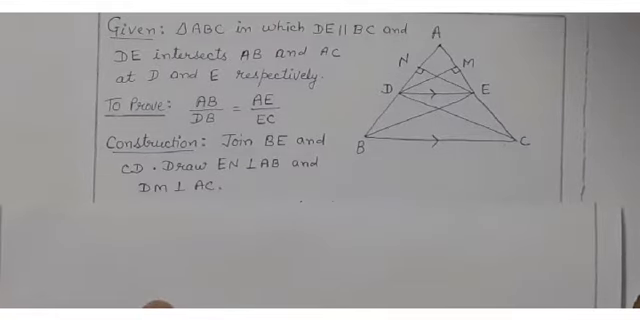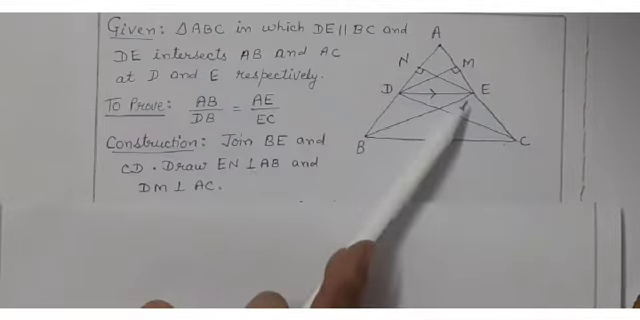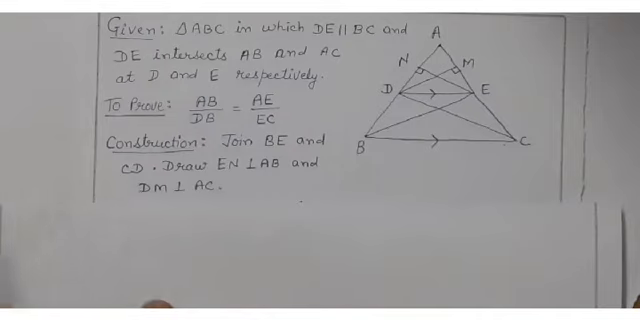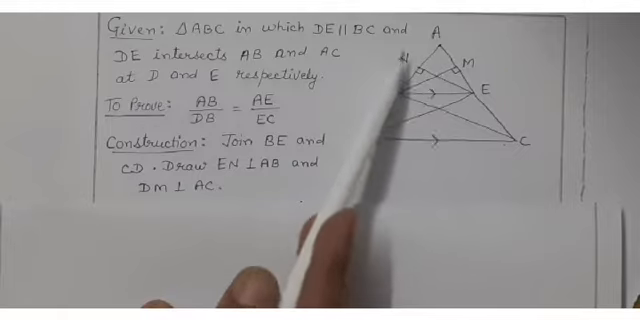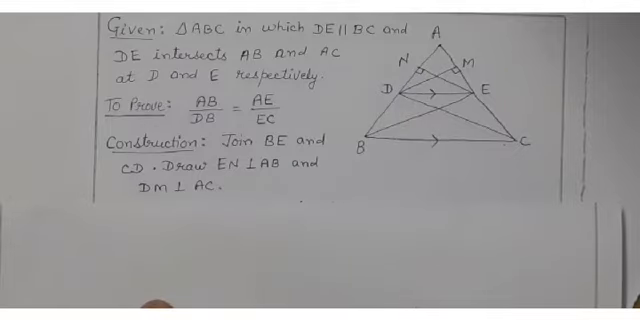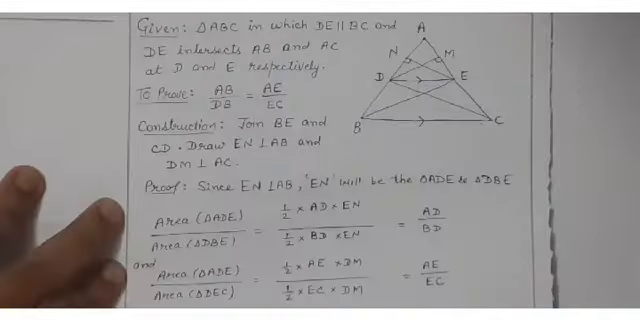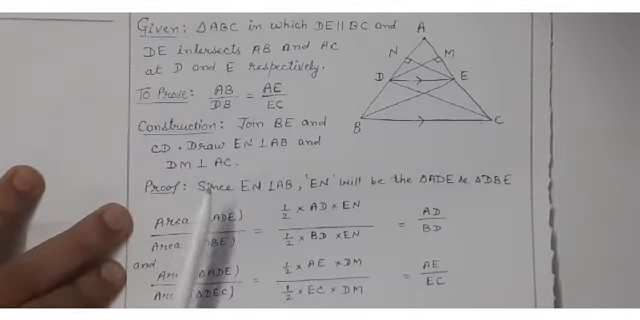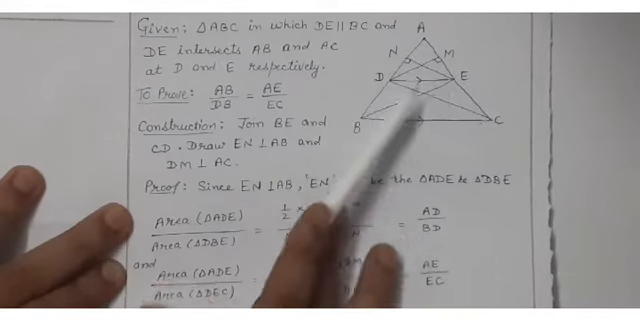Okay then. Now I am doing some construction here. See, join BE and CD. I am joining B to E and C to D. Also I am drawing EN which is perpendicular to AB, and DM which is perpendicular to AC. As we have seen in construction, we have drawn EN and DM both.